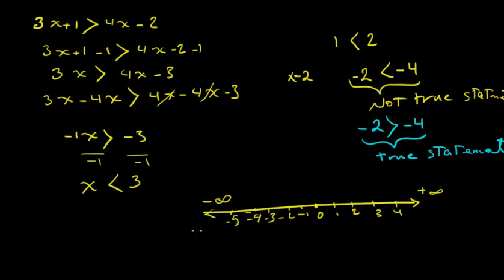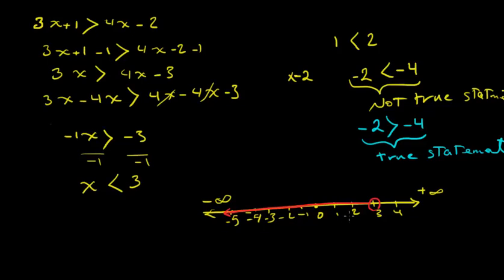Now x is less than 3. We locate our 3 here. Since x is less than 3, we need to put an open circle around 3, and it means that 3 is not included. All the numbers that are less than 3 make this statement true.